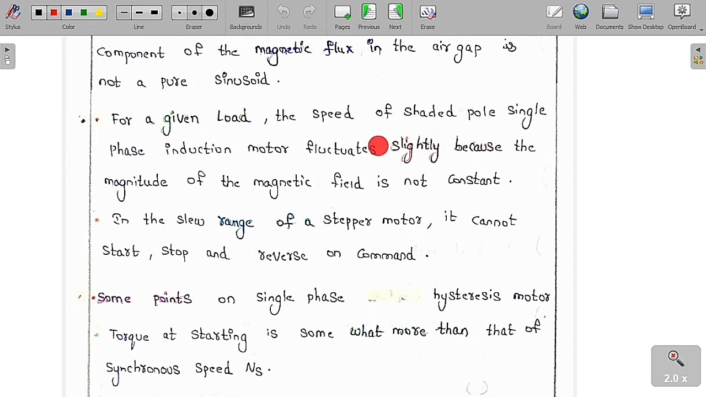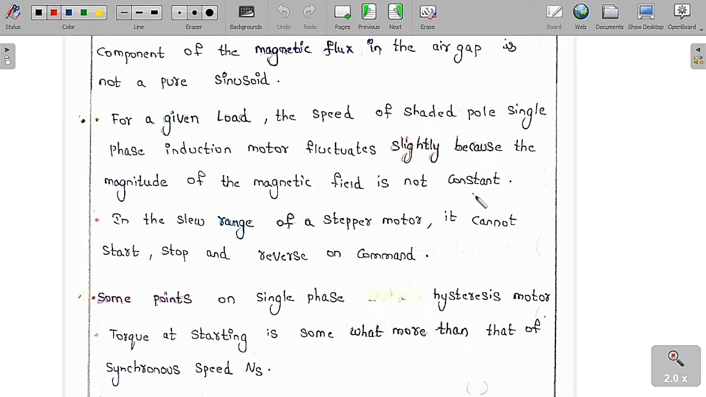For a given load, the speed of the shaded pole single-phase induction motor fluctuates slightly because the amount of the magnetic field is not constant.